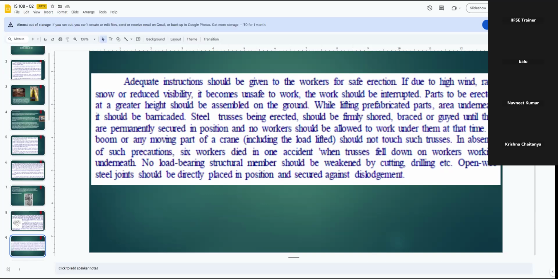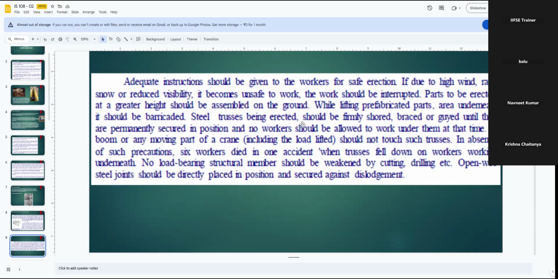And also, in case of any prefabricated parts, those can be assembled at the ground, then they can be placed at the top. While lifting the prefabricated parts, the area underneath it should be barricaded. When you say underneath, it is nothing but people under the elevated loads. We are not supposed to allow anybody under the elevated loads. So that area should be barricaded so that we can avoid people moving underneath this lifting activity.